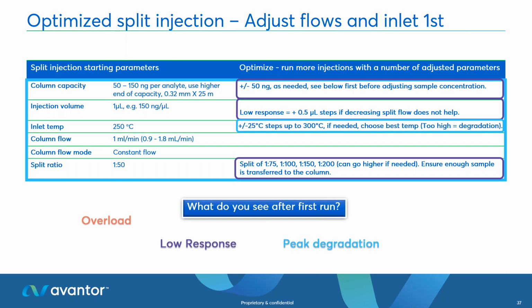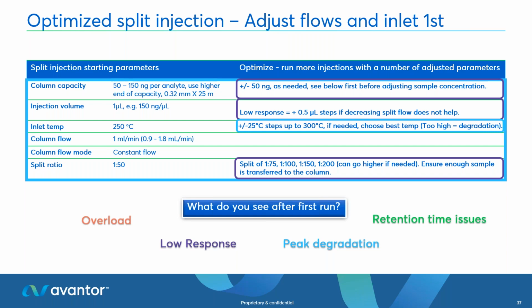Peak degradation. If you see this, it tends to be something to do with the inlet temperature. Usually this is left at 250 degrees, but if it's too high, sometimes you can see degradation. So this is something where you can reduce it or increase it as needed, but we don't tend to adjust this too much, but you can change it if you need to.